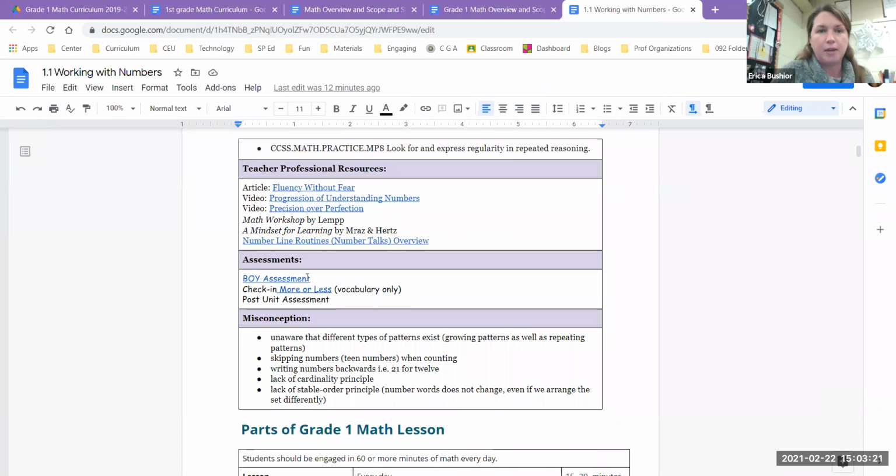We have the beginning of the year assessment, a check-in, and then the post-assessment I did not do or link, because I would rather work with the teachers to build this. In order to write the assessment, they would really have to know the whole entire unit in and out. So we would work as a team to build a unit. Do you want to see anything in here for assessment wise, or I'm going to keep going?